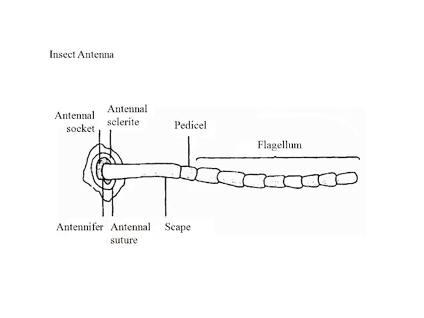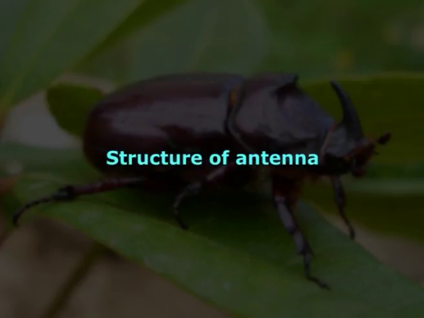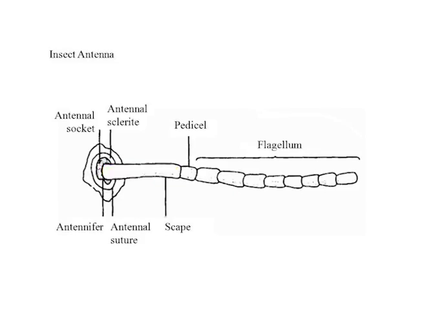This permits free movement of the antenna. Structure of antenna. Antenna consists of three parts. Scape. It is the first segment of the antenna. It articulates with the head capsule through antennifer, which provides movement for the scape. Pedicel. It is the second or middle segment of the antenna that forms a joint between the scape and flagellum. It consists of the special auditory organ known as Johnston's organ.